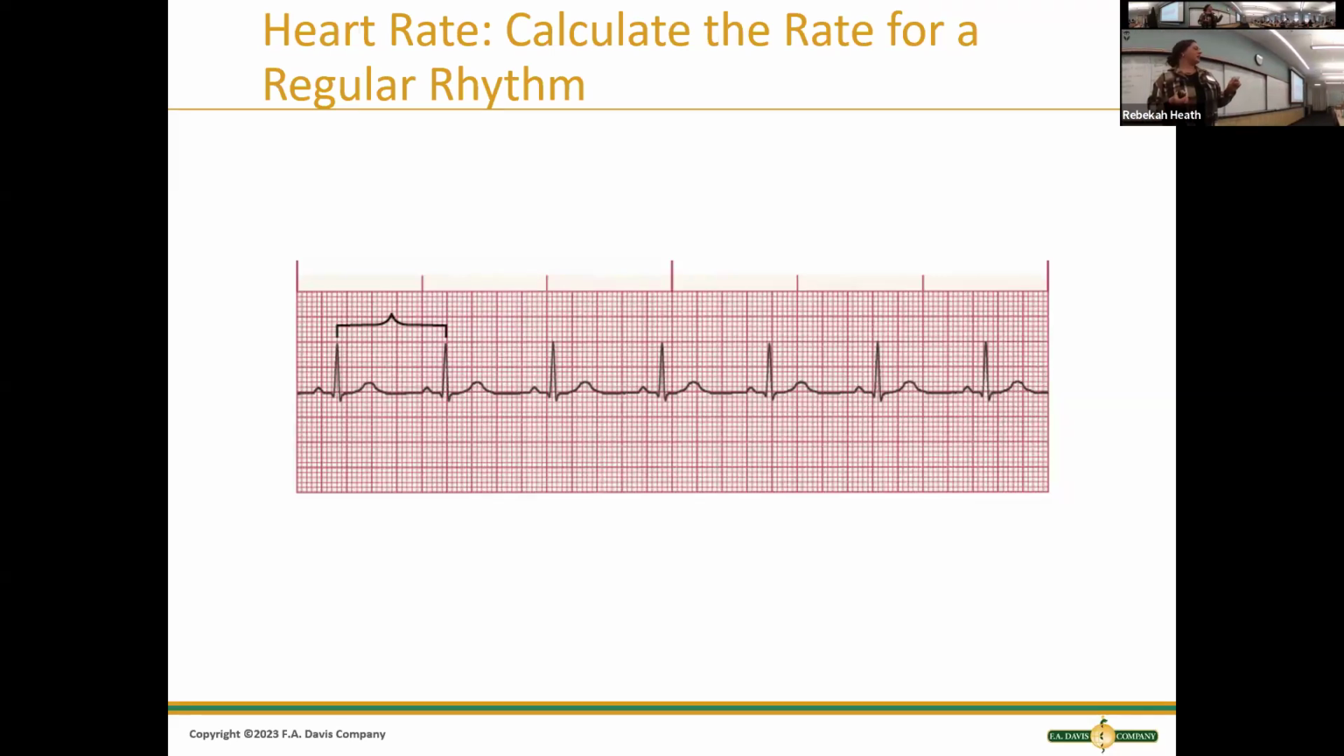All right, what did we get when we counted that? 7, right. And we multiply it by 10 to give us our heart rate. So 7 times 10 would be 70. Hey, that lines up with our SA node pacemaker being between 60 and 100, right? I like that.